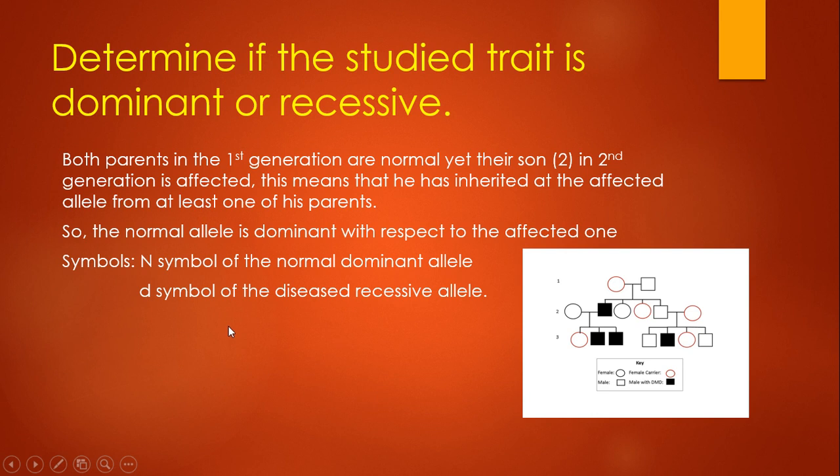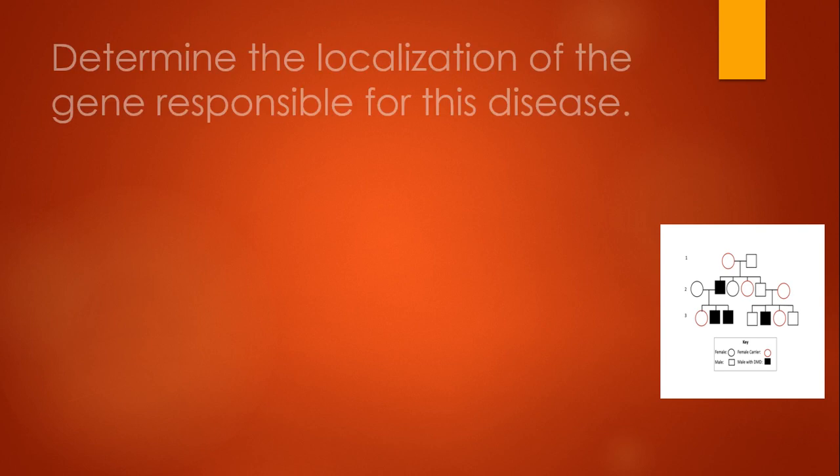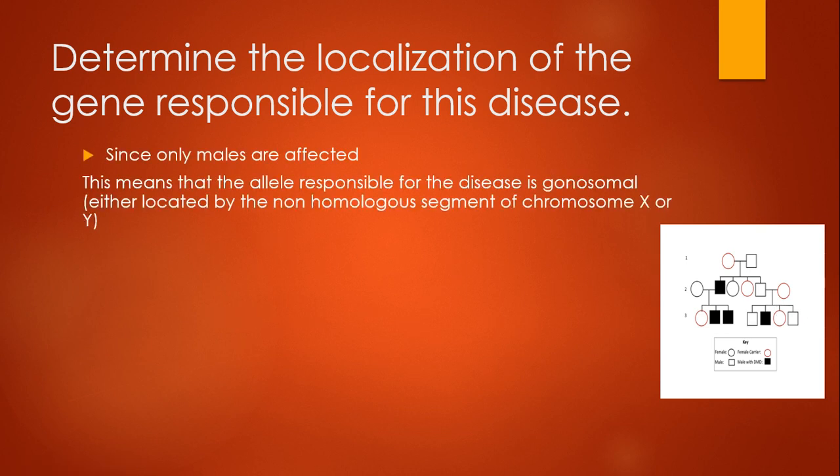So we shall put the symbols capital N for the normal dominant allele and small d for the recessive one. Determine the localization of the gene responsible for this disease. First of all, the first clue is that we can only notice the presence of affected males. So since only males are affected, this will lead us to know that the gene responsible for the disease is gonosomal. It shall be located either on the non-homologous segment of chromosome X or on the non-homologous segment of chromosome Y.